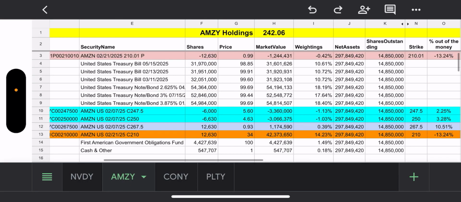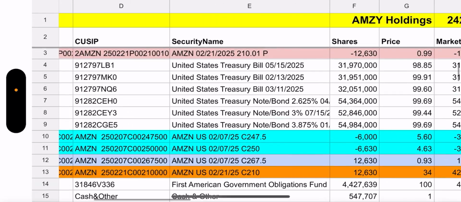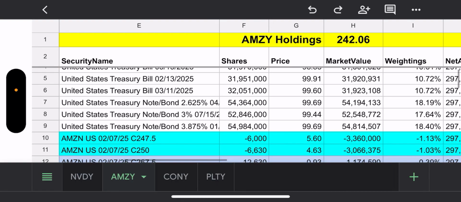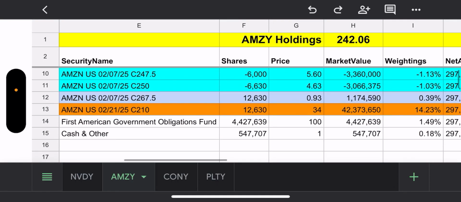All right, how is their synthetic doing? They have a 210 synthetic. Amazon's currently at 242. So this synthetic is making bank, bro. I just want to make bank, bro. I want to get ass. What movie is that from?